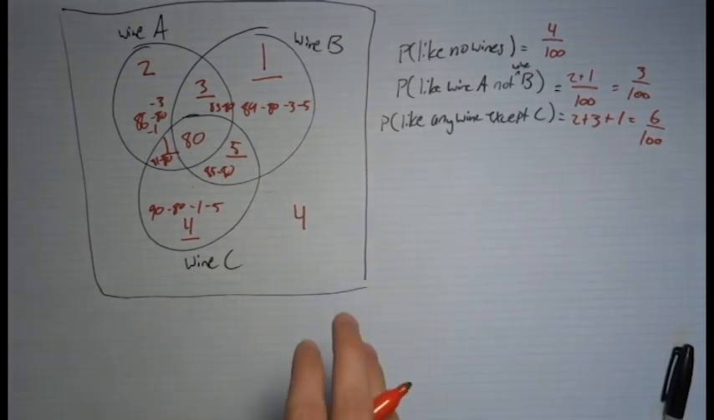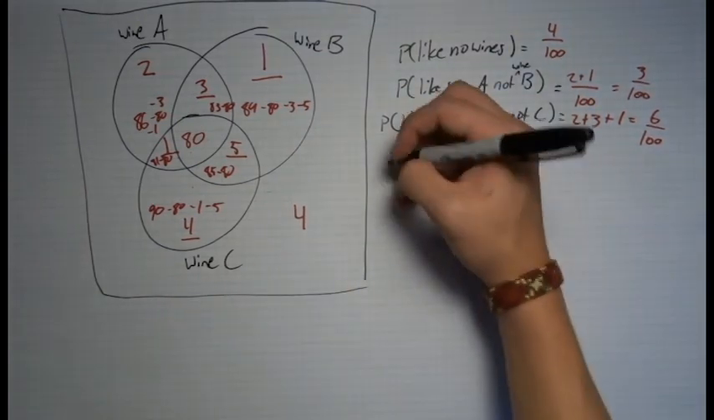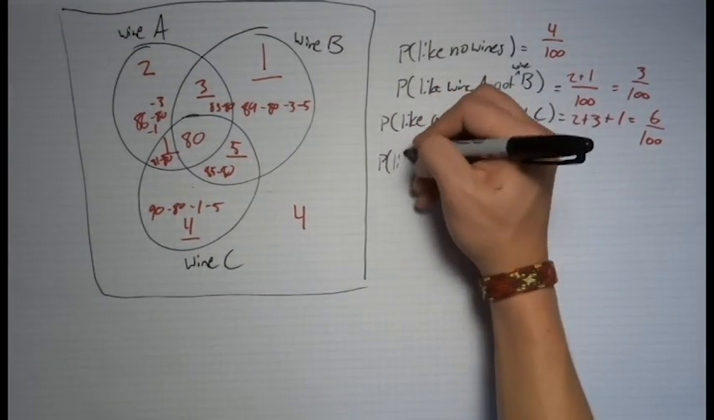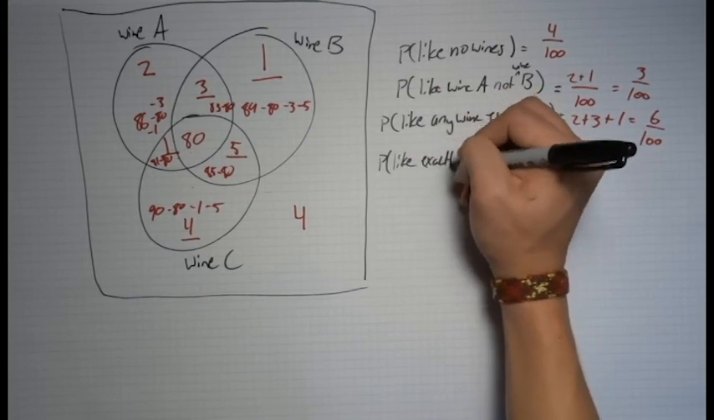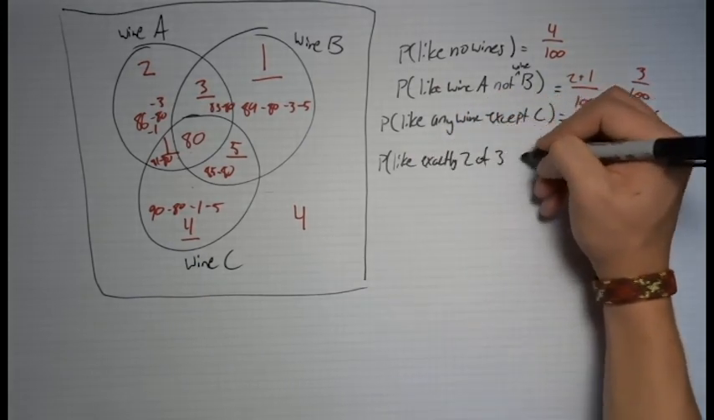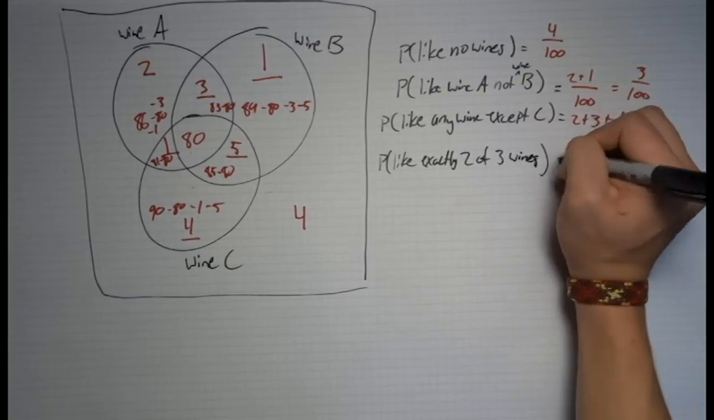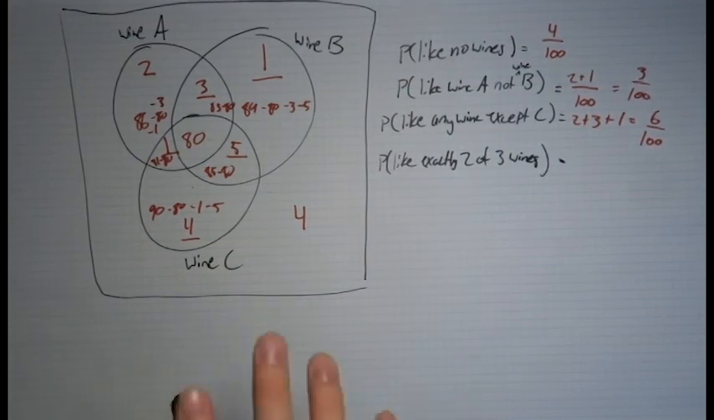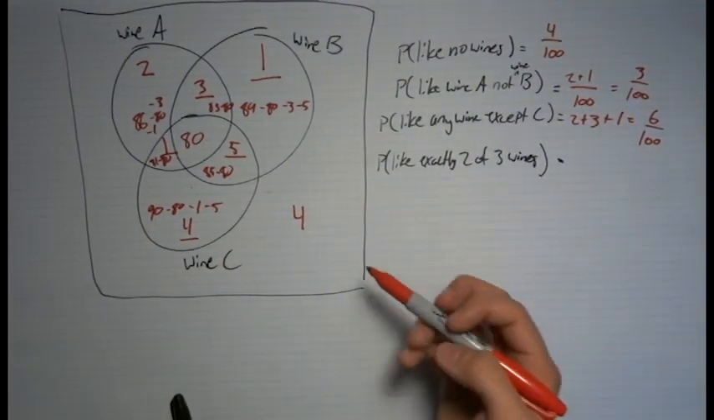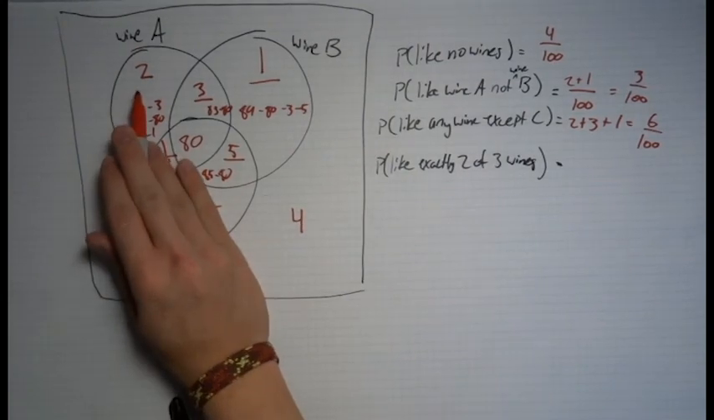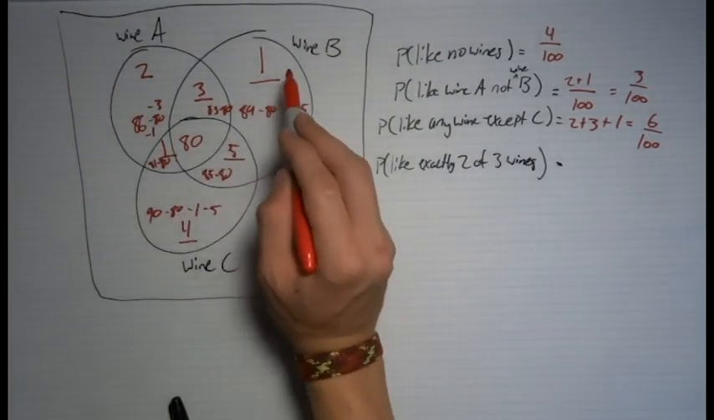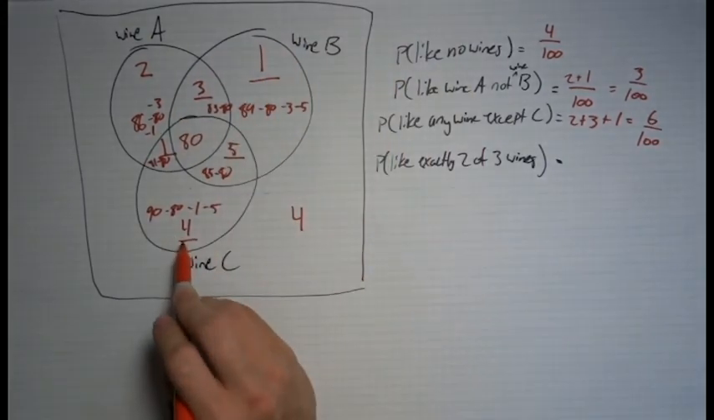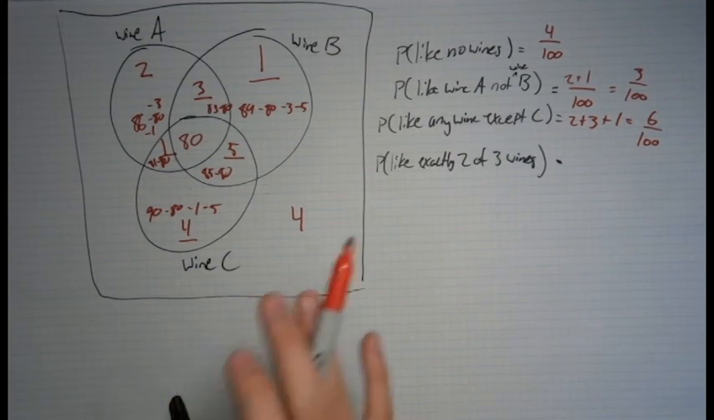Sorry. All right, letter D. The probability that they like exactly 2 out of the 3 wines. All right, so for this one, they can only like 2 of the wines. So we'll just go through all the numbers right here. These people, they like only 1 wine, so they don't count. Same thing for this one guy right here. He likes only 1 wine. He or she likes only 1 wine. This person right here, these 4 people right here, they like only 1 wine, so we can't count them.